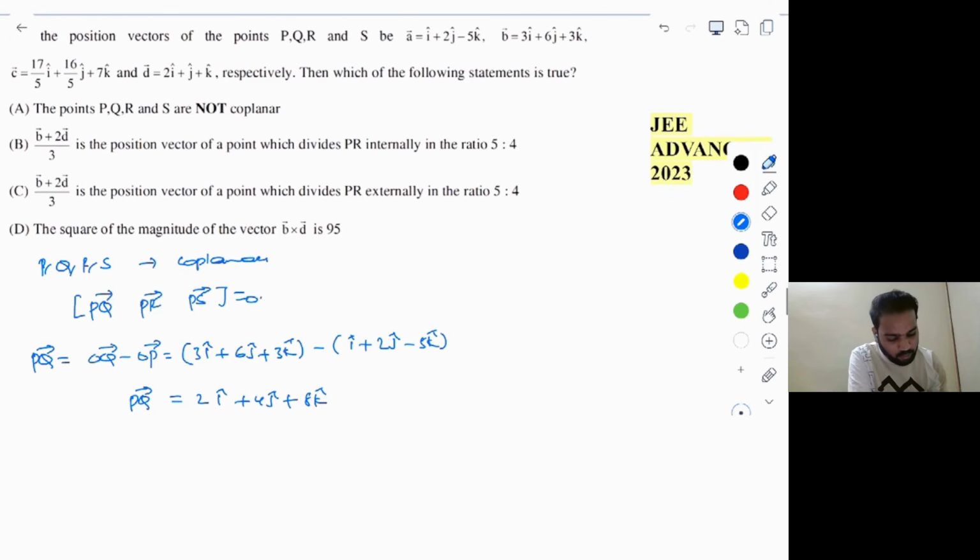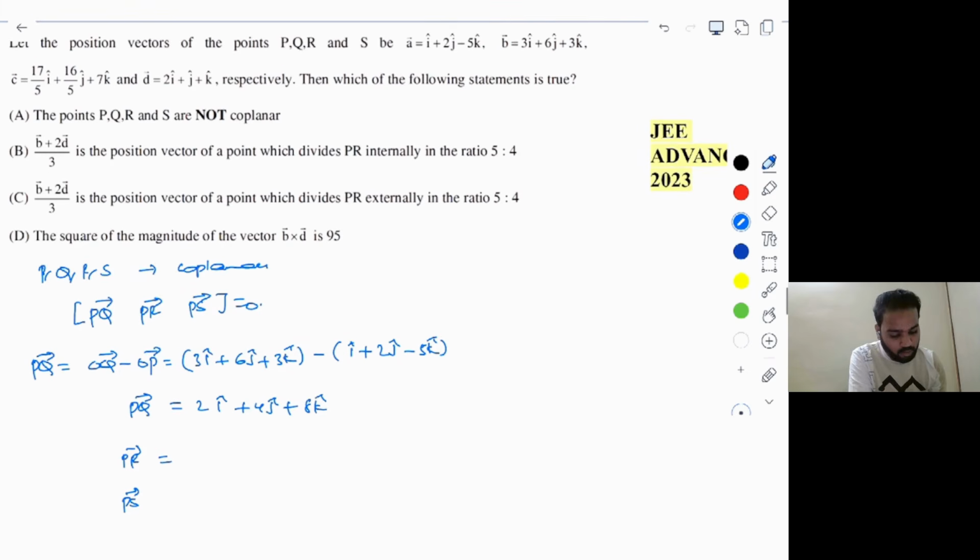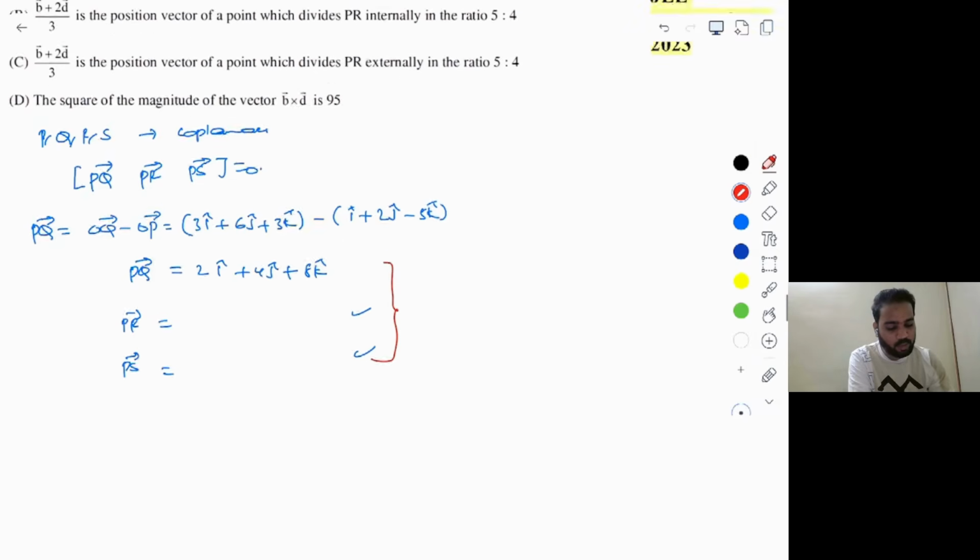So in the similar way, you will also be able to find out the two other vectors, PR bar and also PS bar. Okay, so PR bar is what? OR bar minus OP bar. So I'm leaving the calculation part to you, because directly you can find out, right? So PR bar and PS bar you try to find out, and then you try to take these three vectors PQ, PR, and PS, and try to apply the box product here.